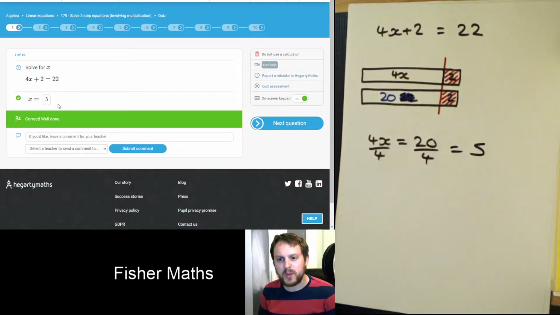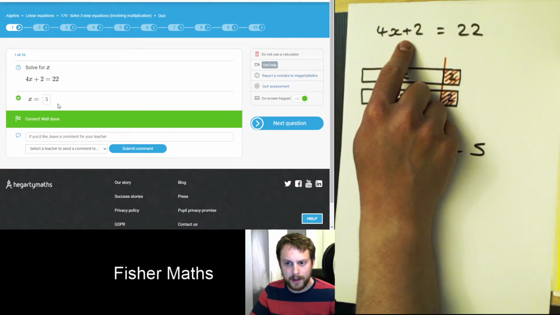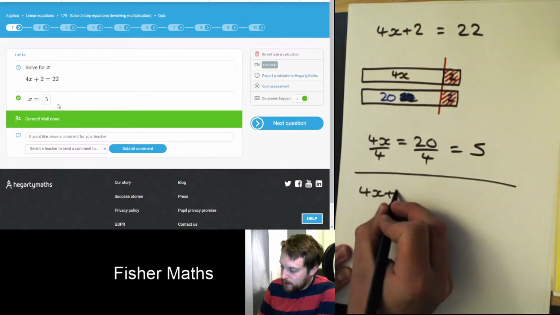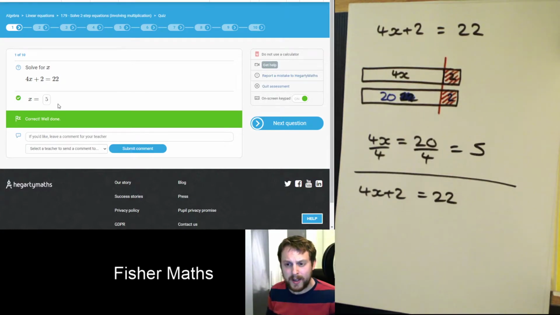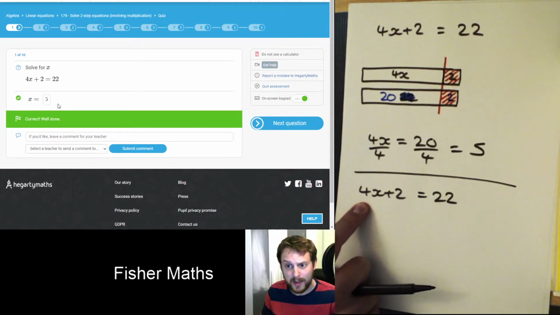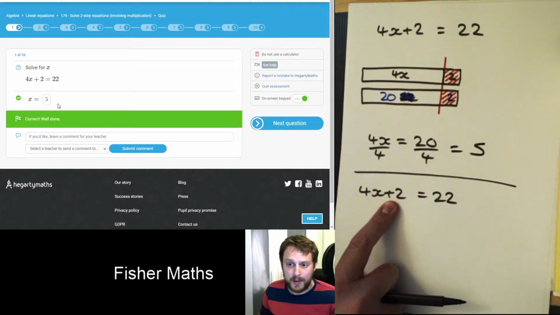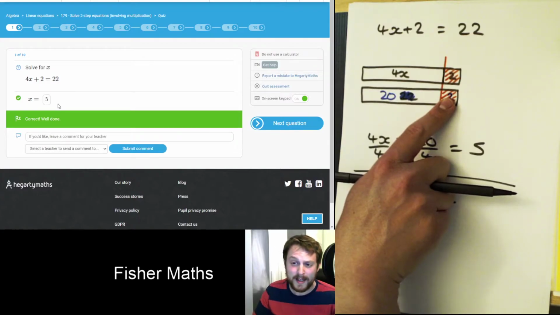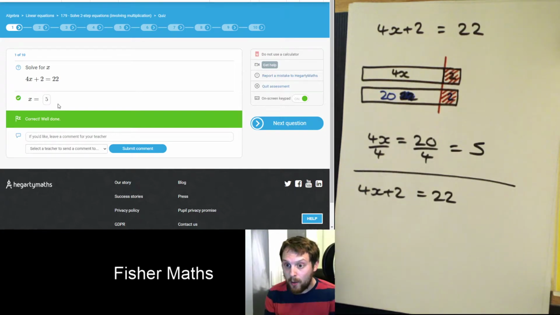Now, how would I have done this without the bar method? What if it had been more complicated and maybe I couldn't draw the bars? Well, let me just show you that now. So 4x add 2 is 22. I want the x's by themselves because the idea is at the end I'm going to divide by, well, in this situation I'm going to divide by 4 at the end. That's what's going to happen. So I want to get rid of the plus 2 that's next to it. That's the idea. And that's actually what we did up here. We got rid of the 2. So to get rid of the plus 2, I take away 2.